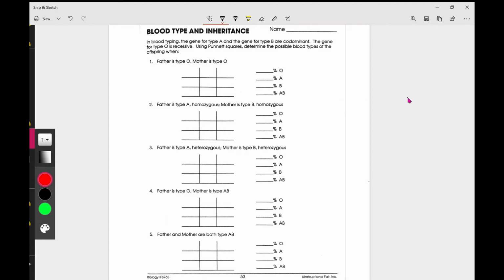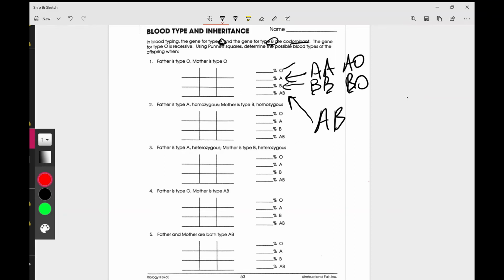So here we go. As we said, we have type A and type B blood, which those two are codominant, which means they exist together as dominant. That's what AB blood is. B blood, you would have BB or BO. A blood, you'd have AA or AO. And to have O blood, you'd have to have OO. Remember, this is recessive.